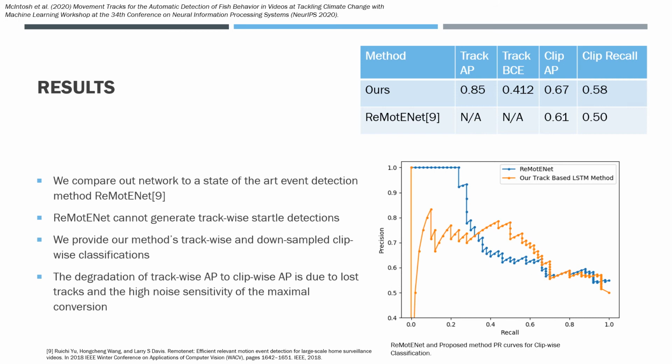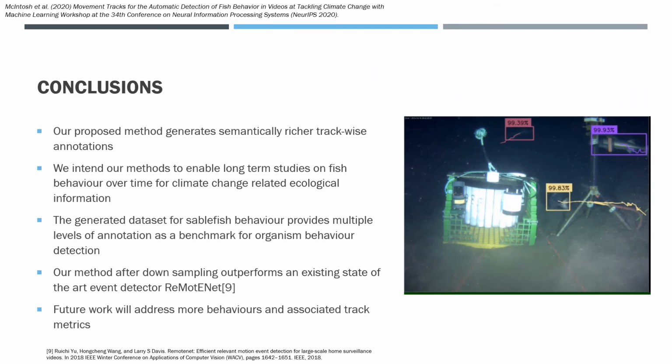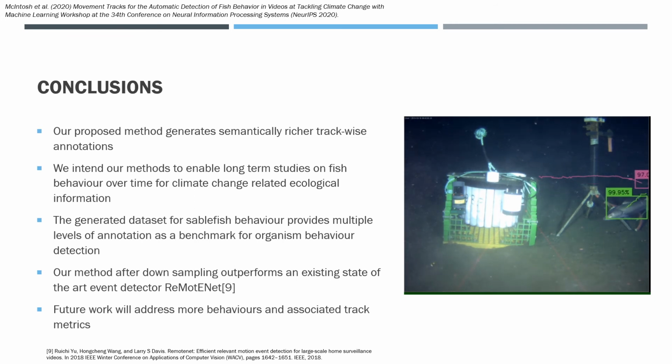To summarize our content in this paper, we first discussed the level of abstraction we achieve with our novel end-to-end track-wise detection. Because of this, we are able to generate more semantically rich tracks. In addition to this, our method outperforms an existing state-of-the-art detector when down-sampled to their level of data abstraction.